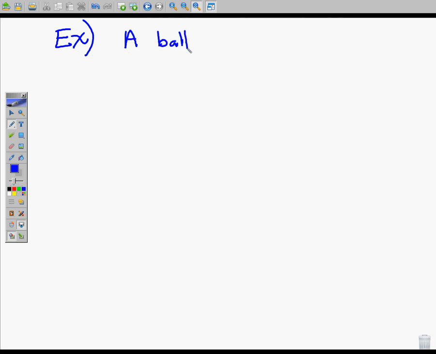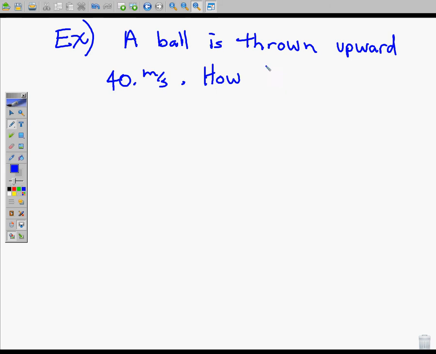Yep. A ball is thrown upward at 40 meters per second. How high will the ball go?